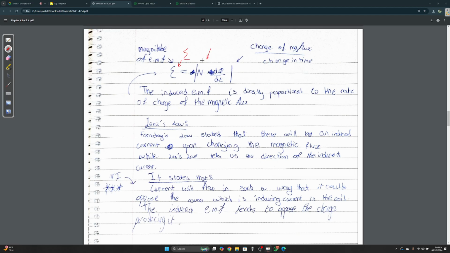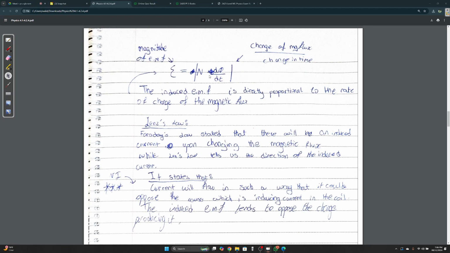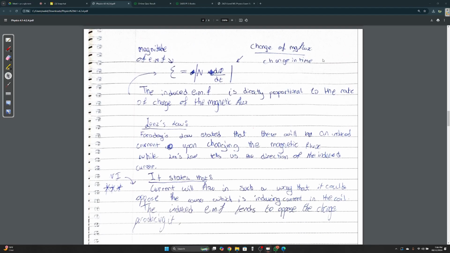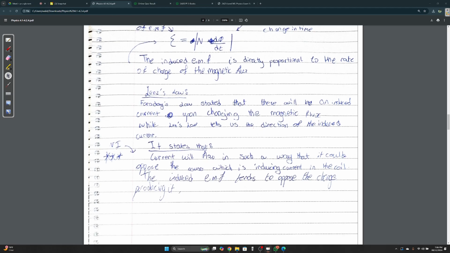So he wrote for us a nice equation. E, this weird E that looks kind of like the sigma, is called the induced EMF. It's equal to N d phi over dt, the rate of change of magnetic flux. Remember, induced EMF is directly proportional to the rate of change of magnetic flux. Remember, in math, what does rate of change mean? It's a derivative. They won't ask you this equation, but it helps you remember. So the induced EMF is directly proportional to the rate of change in magnetic flux.